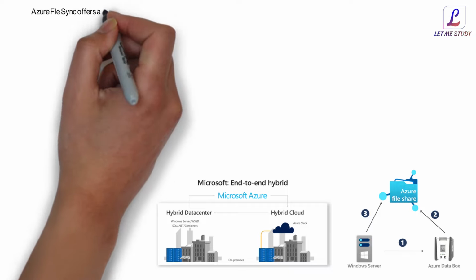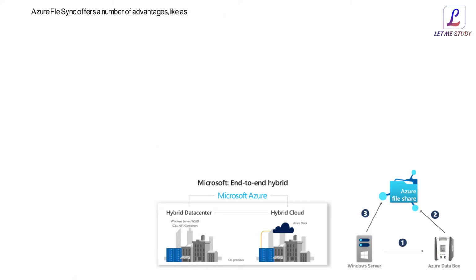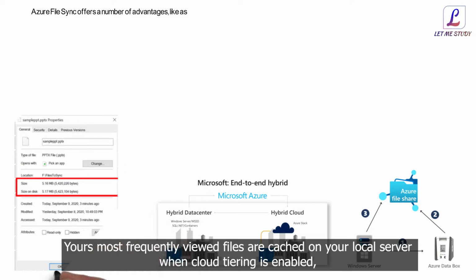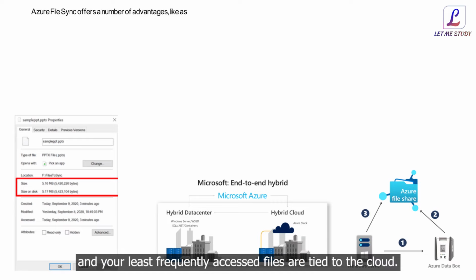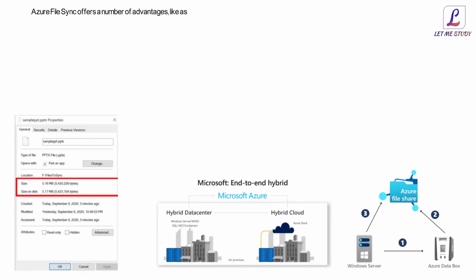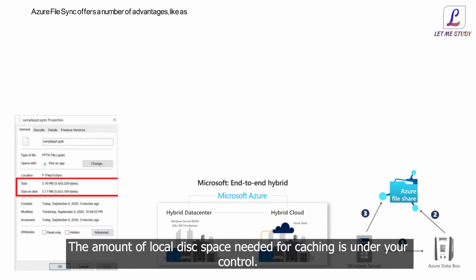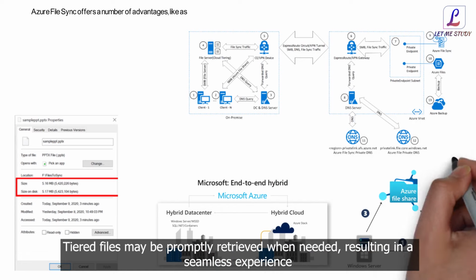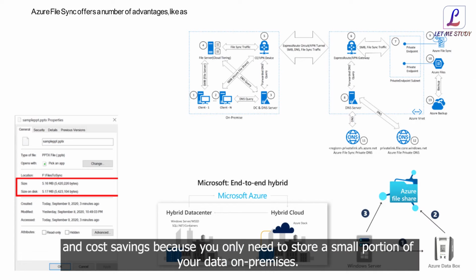Azure File Sync offers a number of advantages, and the first is cloud tiering. Your most frequently viewed files are cached on your local server when cloud tiering is enabled, and your least frequently accessed files are tiered to the cloud. The amount of local disk space needed for caching is under your control. Tiered files may be promptly retrieved when needed, resulting in a seamless experience and cost savings because you only need to store a small portion of your data on premises.